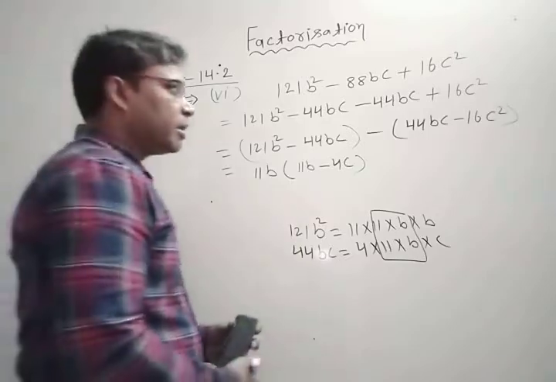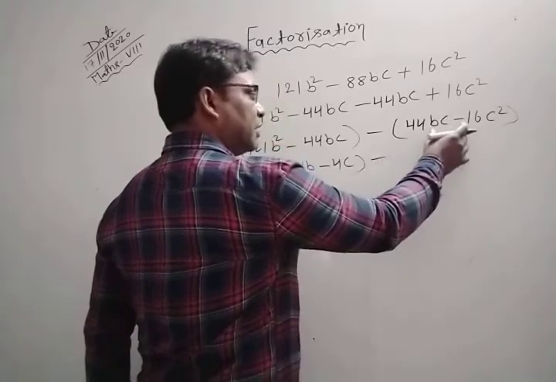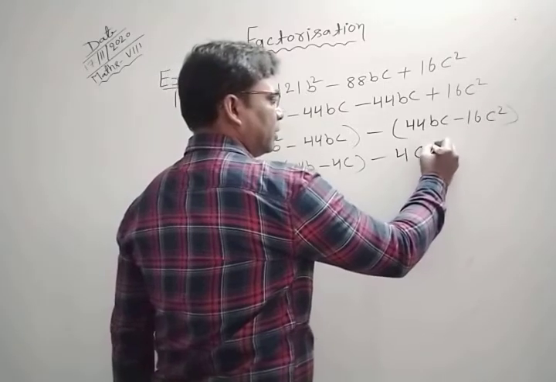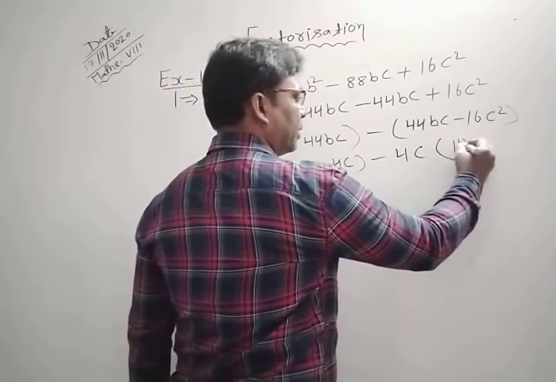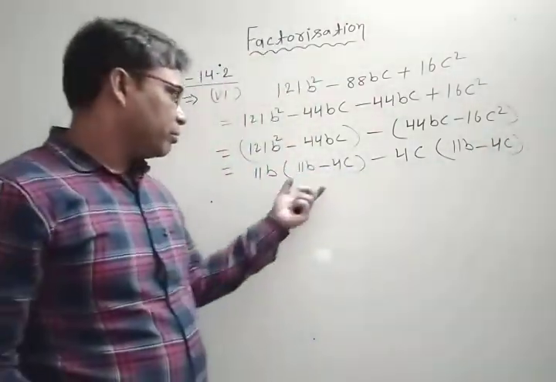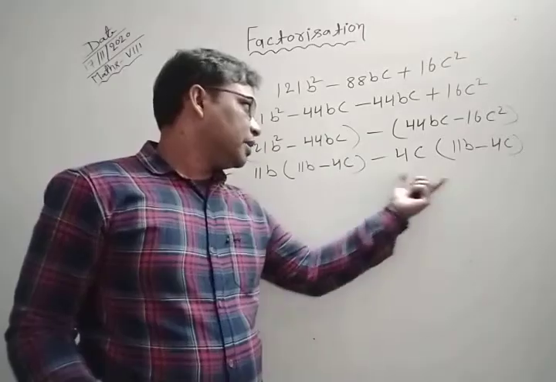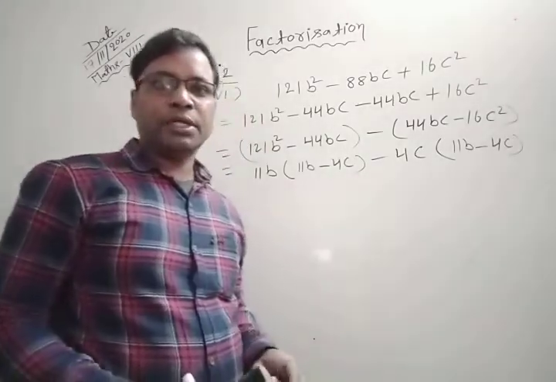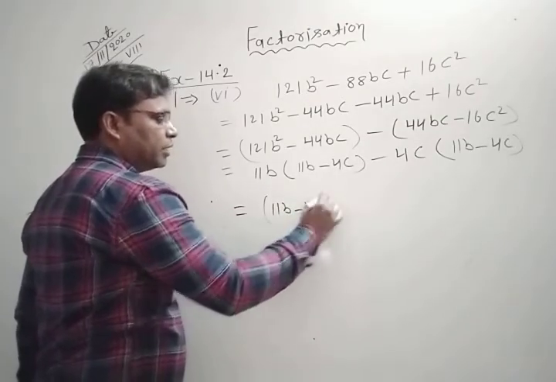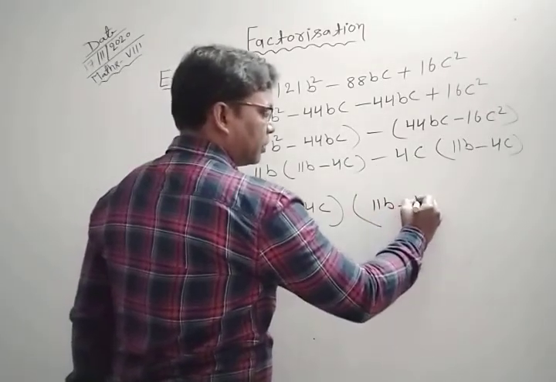Similarly, we can take common in the second group. What is common between them? We have 4c common. If you take 4c common, then we have 11b and minus 4c. Clear? So you observe that in both group terms, what is common is 11b minus 4c. So we take 11b minus 4c common. Here we have 11b again, and here we have minus 4c.